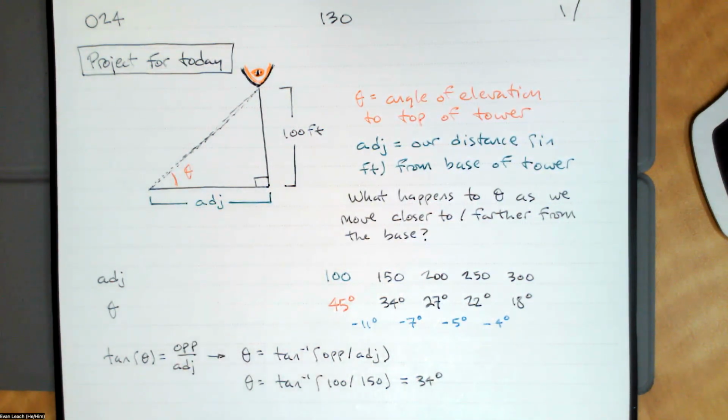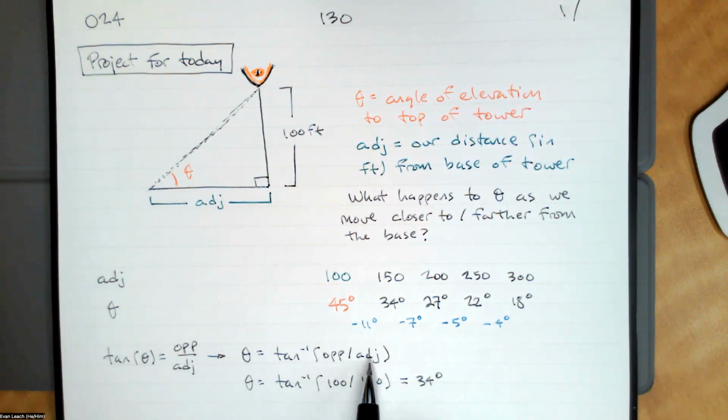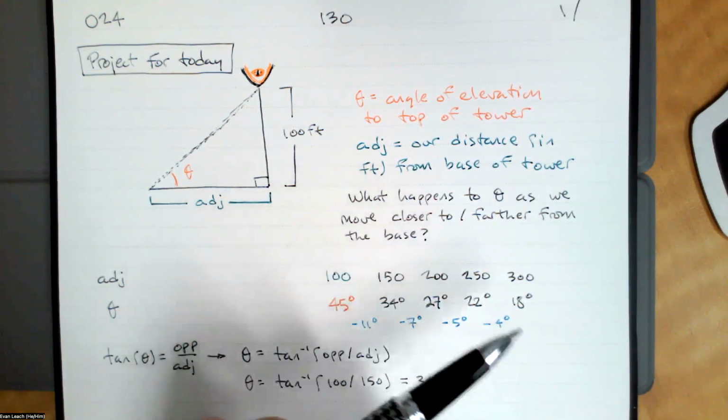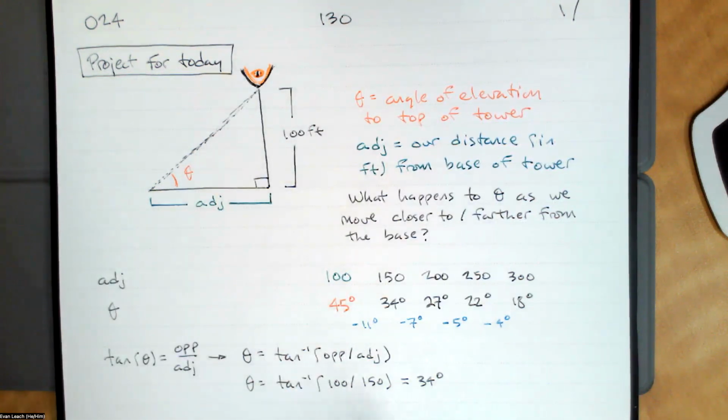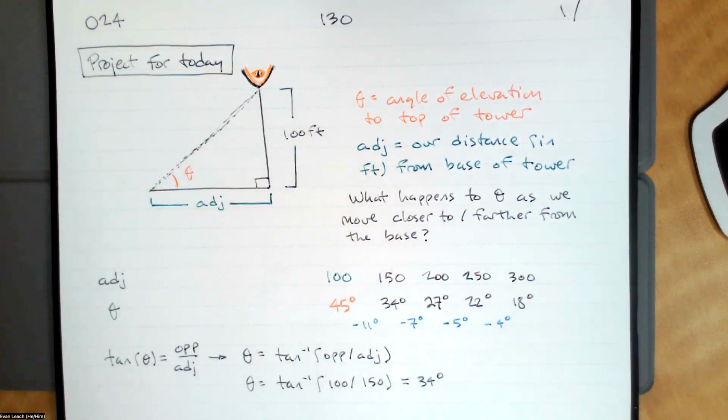Now let's jump to the other side. I'm going to do the same thing. We're going to move ourselves closer to the tower. So I'm going to do the same calculation, only I'm going to be modifying our adjacent, only this time I'm going to be using a number less than 100. We expect as we move closer to the tower, our angle of elevation is going to increase because we're going to be close to the tower. It's going to be harder to look up.